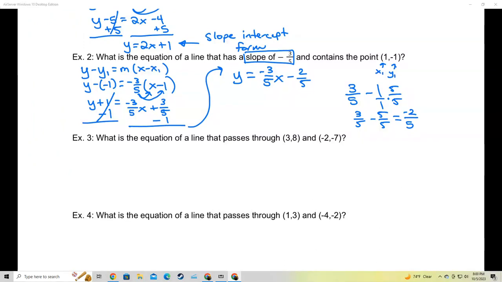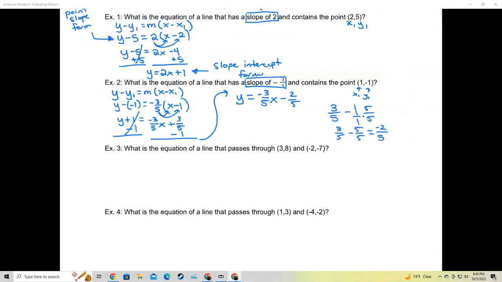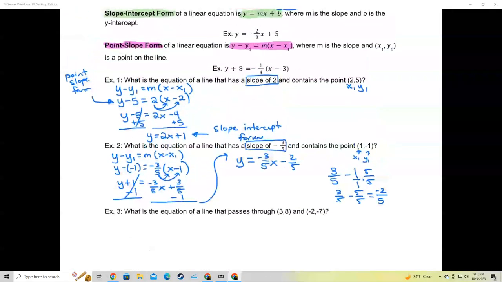Okay. So we're not going to touch that. We're going to move on. The other ones shouldn't be as bad. The next one says, what is the equation of a line that passes through (3, 8) and (-2, -7)? Hey, I can't use point-slope because I don't know the slope.